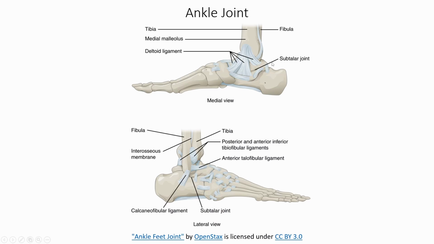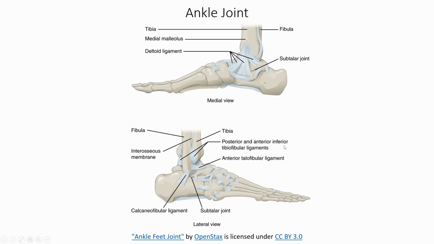We have the subtalar joint, so that's the talus and the calcaneus coming together. We have the deltoid ligament that's kind of spreading out. It's almost triangle shaped, which is probably why it's named the deltoid ligament. That's going to link up towards the medial malleolus and then link to some of the different tarsal bones.